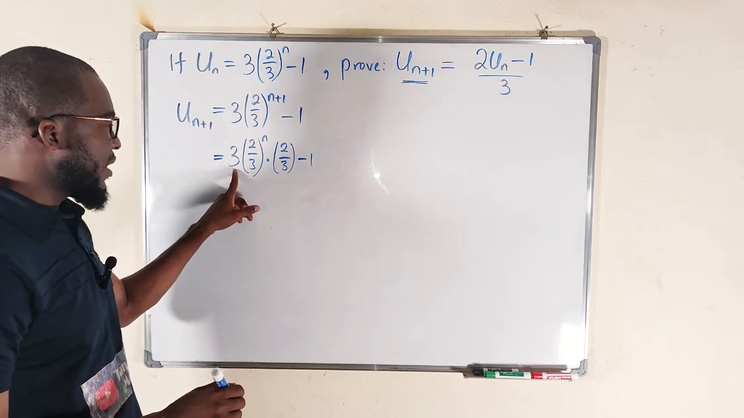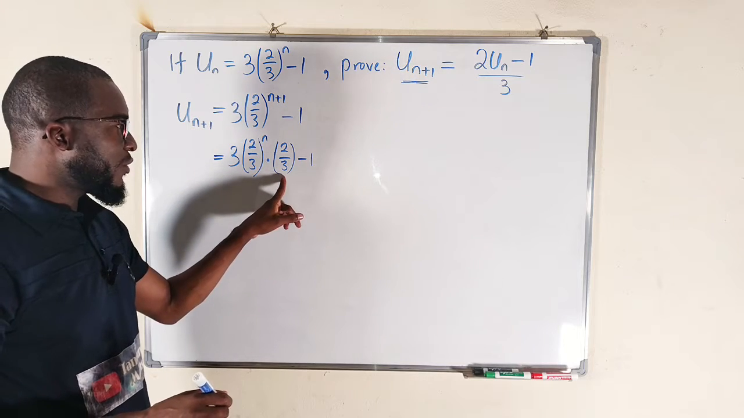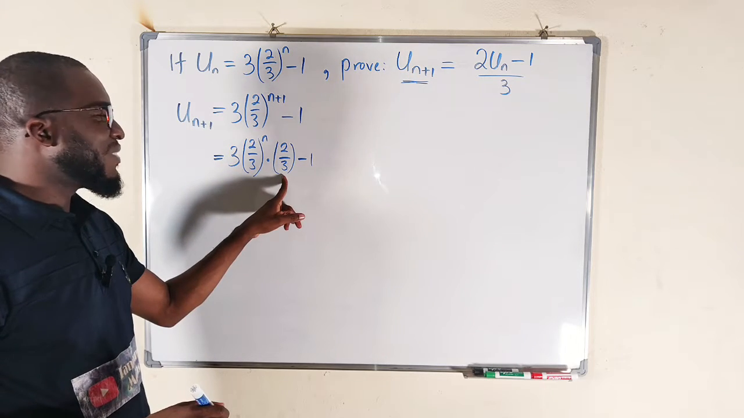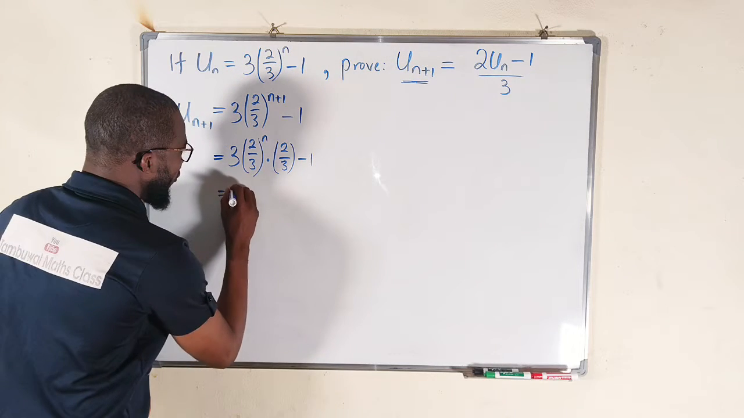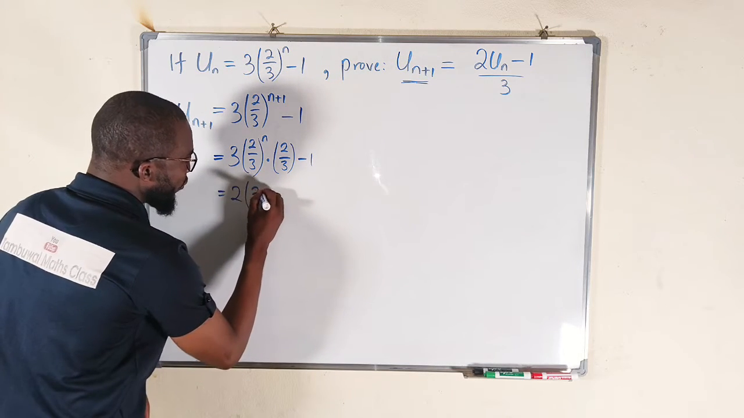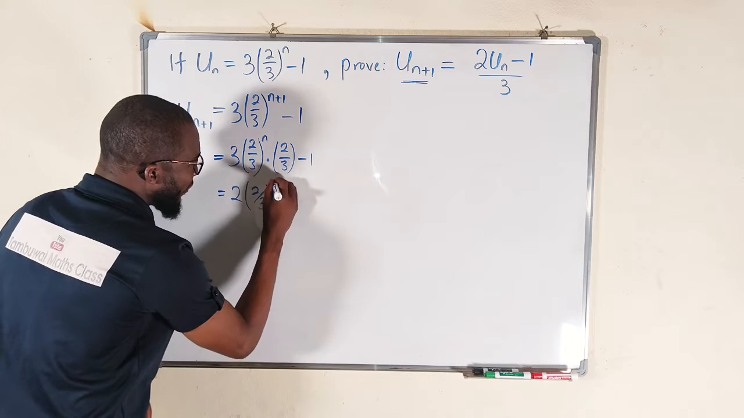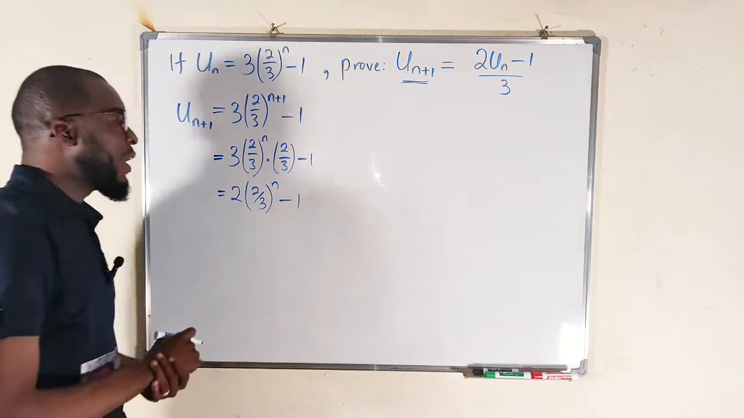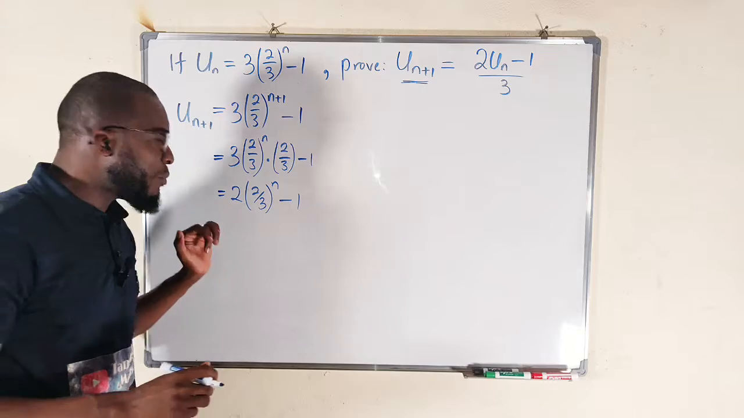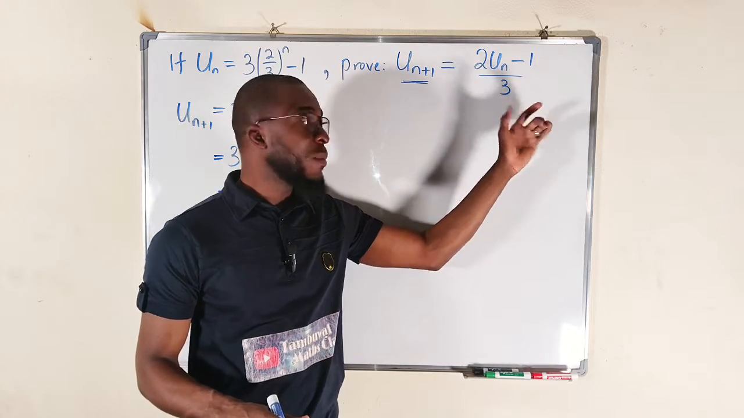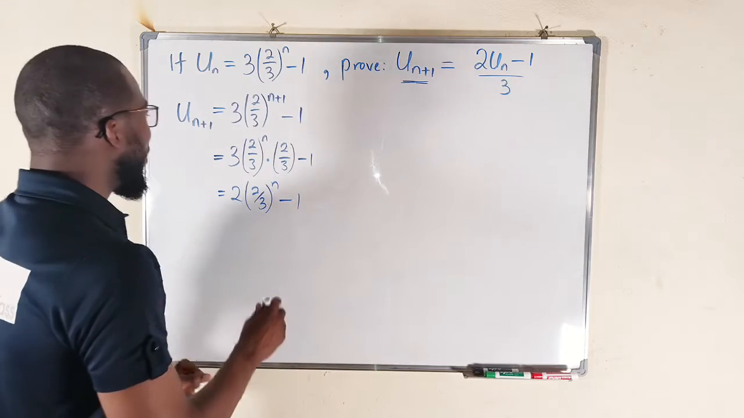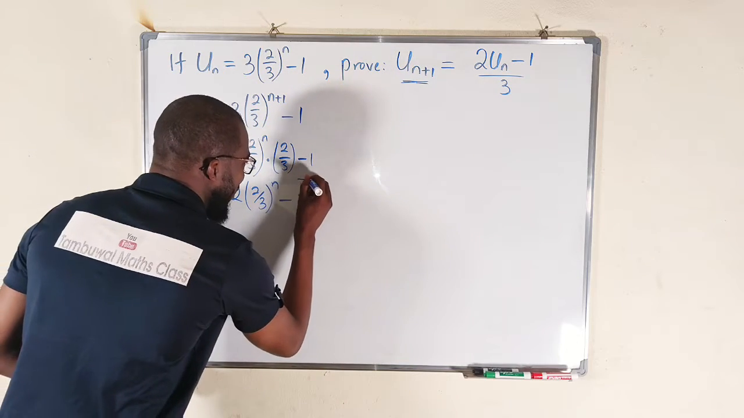If you take this 3 and multiply it by 2 divided by 3, you are going to obtain exactly 2, right? So we have this to be 2 multiplied by (2/3) to the power of n minus 1. But you should always remember that we want to end with an expression that has a denominator of 3. So I can do something logical here.